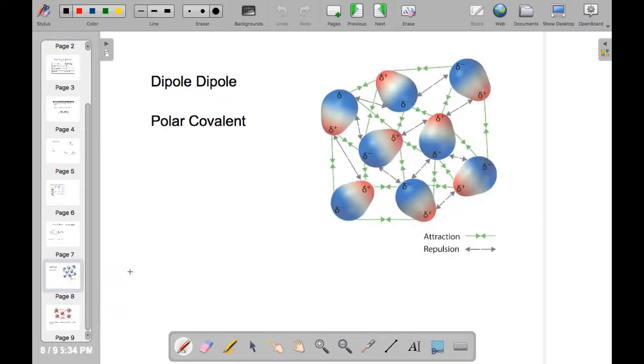I wanted to go back. I forgot to show you this picture. This is a dipole-dipole. So it shows you how it's kind of like the hydrogen bond, the way these molecules connect. But it just takes a little bit less energy to break it apart.